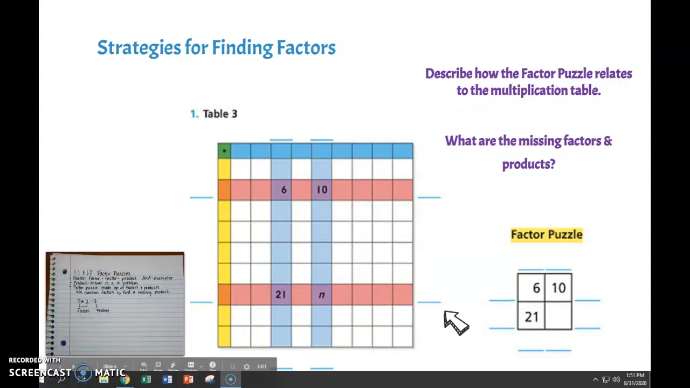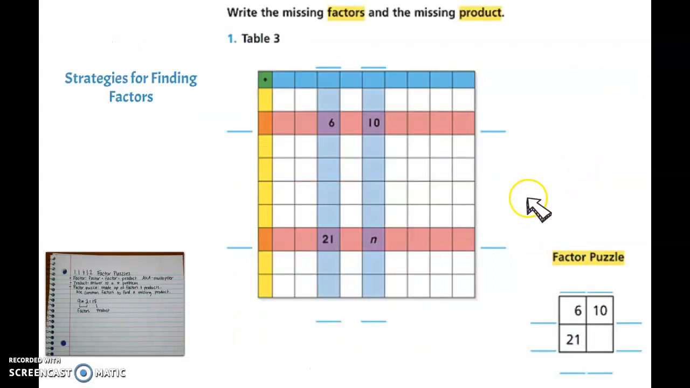Next up, we have strategies for finding factors. So you can see our outline of a multiplication table here, and we also have a little factor puzzle down here. We need to describe how the factor puzzle relates to the multiplication table. Something that hopefully you're noticing is that all the 3 products in the factor puzzle are the same as the 3 products that are filled in on the multiplication table. We have an unknown in this spot, and we have an unknown on our multiplication table. What are the missing factors and products? Well, we're going to have to fill those in.